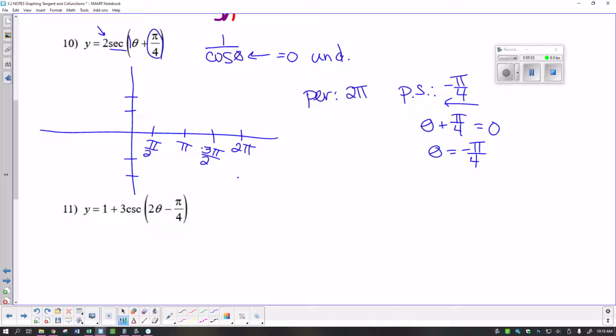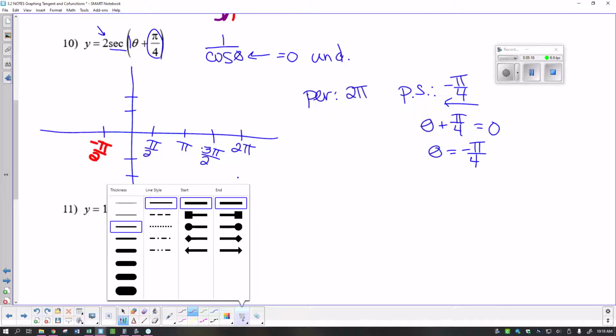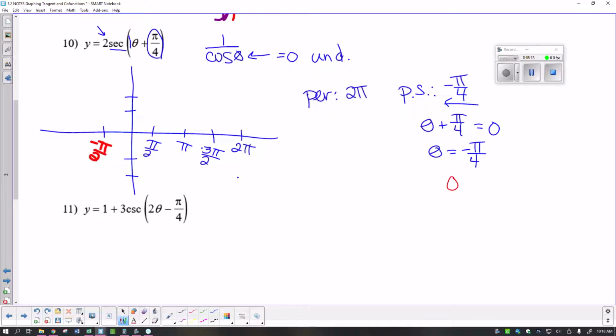Let's see, we have our phase shift. We've got to get that on there. Remember, our phase shift is pi over 4, but it's negative. So I want negative pi over 2 here because pi over 4 has to be between 0 and negative pi over 2. That's where this would fall, in between there.